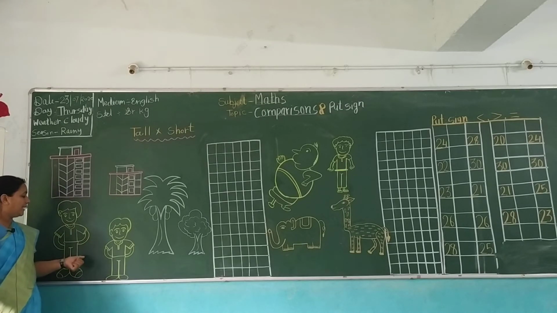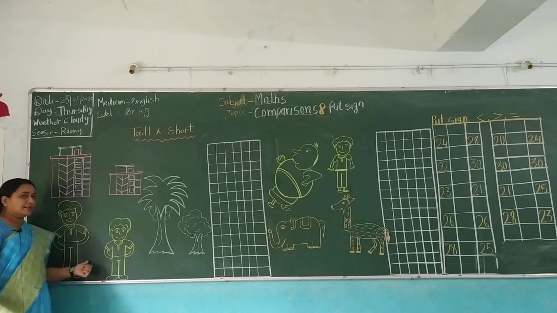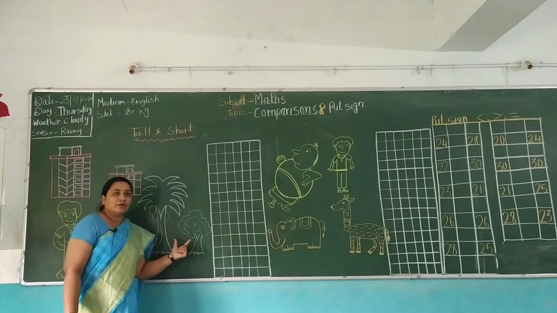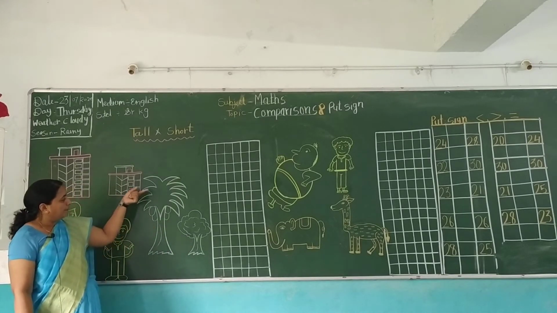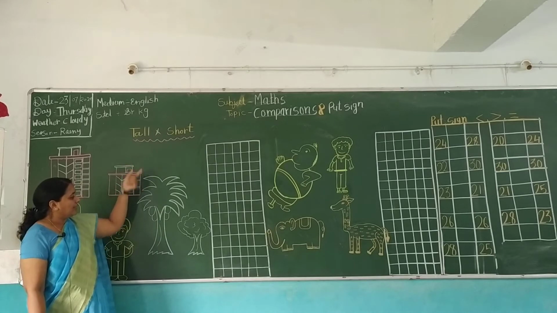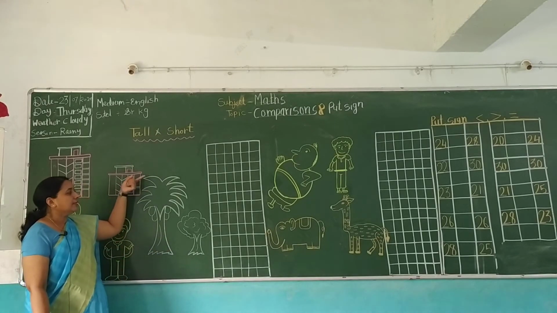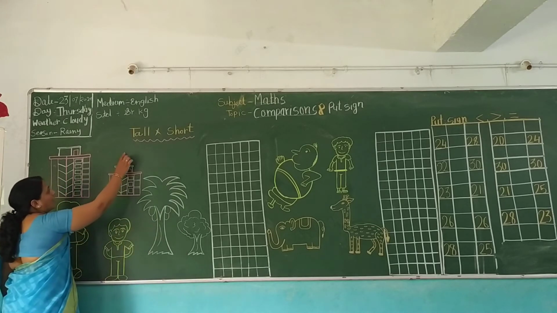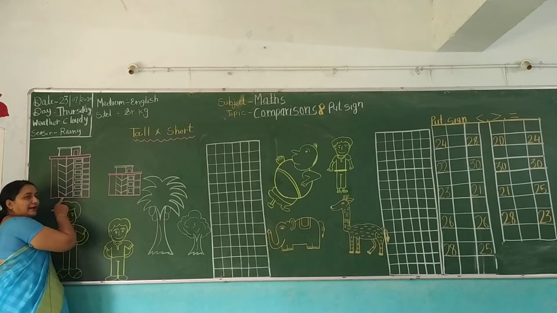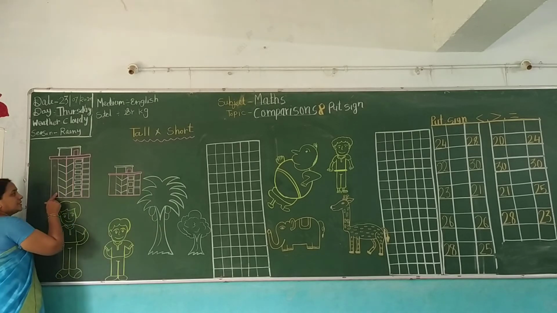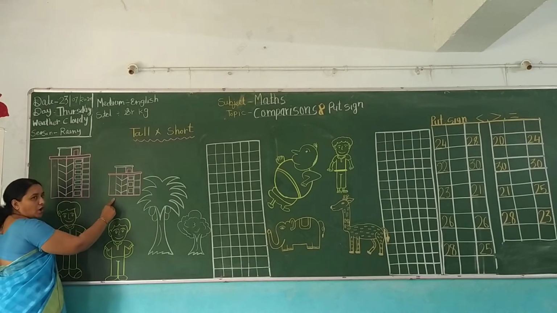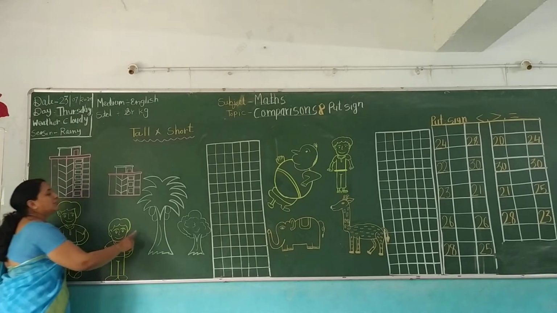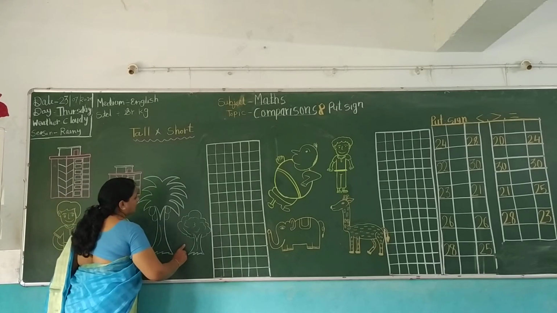That means we are also comparing two persons. Then we again compare two trees like this: a tall tree and a small tree. So what is this? Tall and short. Again, repeat. It's a tall building. It's a short building. It's a tall boy. It's a short boy. It's a tall tree. It's a short tree.